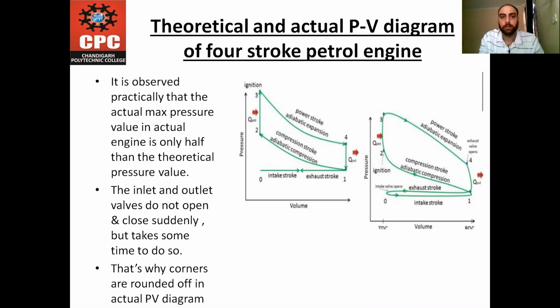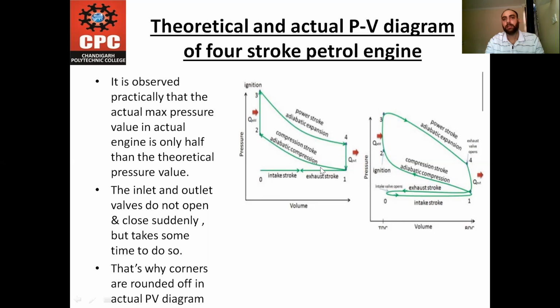Let's start with the next topic, that is the theoretical and actual PV diagram of a four-stroke petrol engine. So this is the theoretical PV diagram and this is the actual PV diagram. Here this line represents the pressure, and on this side our volume is increasing. Here the piston has the TDC position and here the piston has the BDC position.